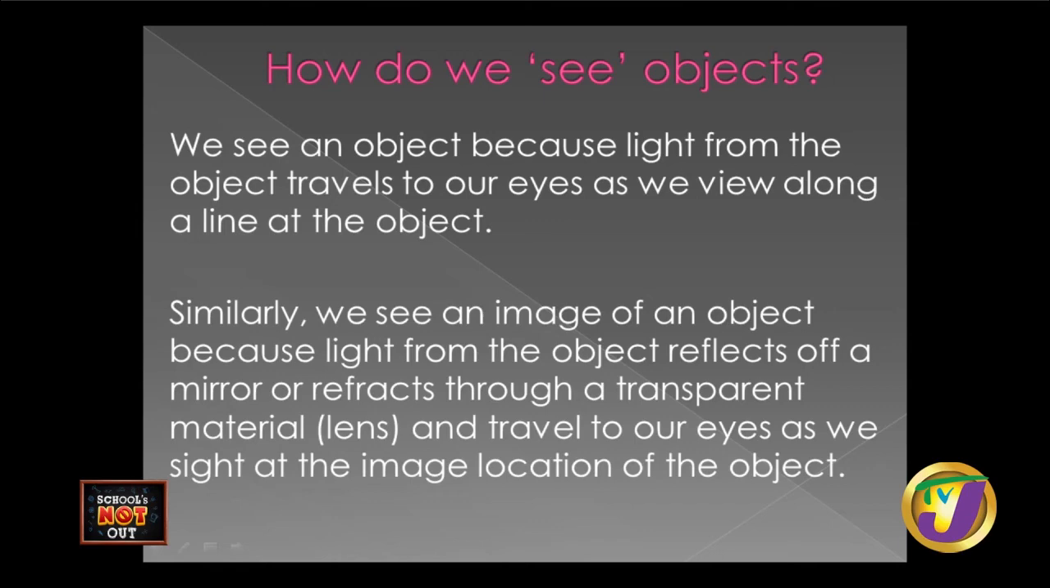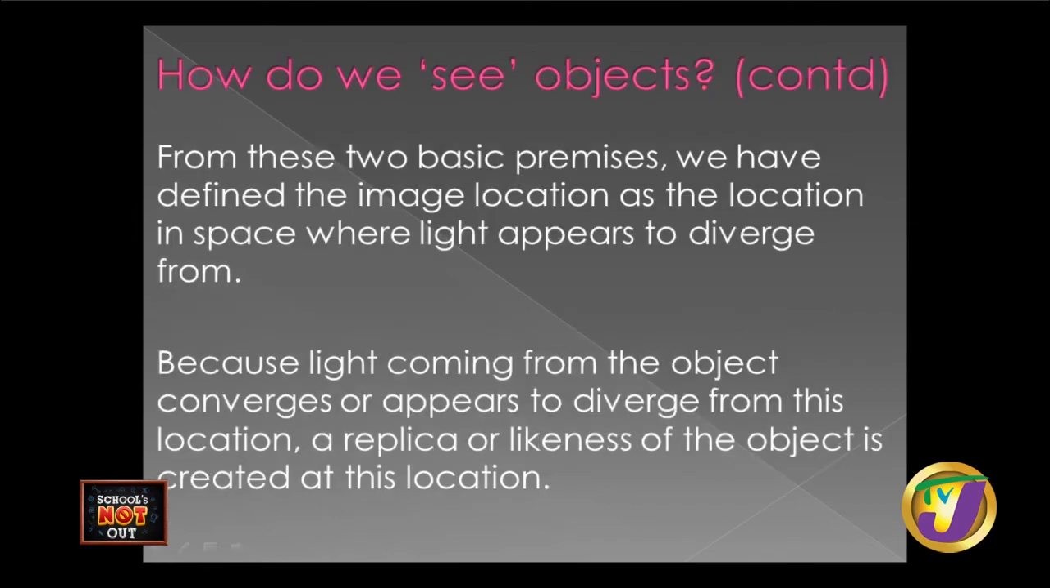Light comes from the object or is reflected from a mirror to your eyes or is refracted by a lens, hits your eyes, and we are able to see. But light must come from the object and enter our eyes for us to see it. From these two basic premises, we have defined the image location as the location in space where light appears to diverge from. Because light coming from the object converges or appears to diverge from this location, a replica of the object is created at this location.